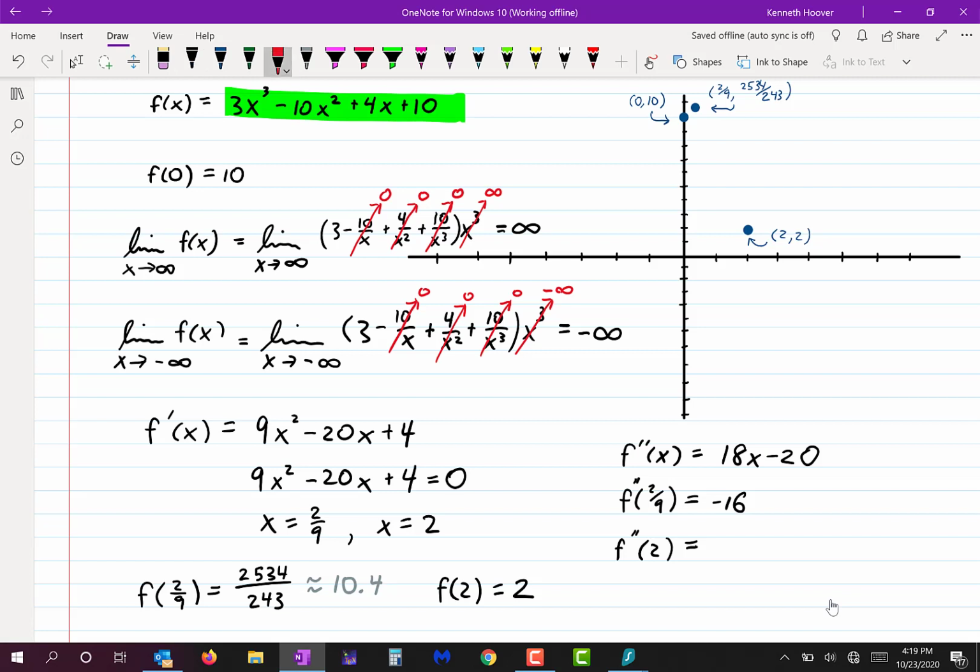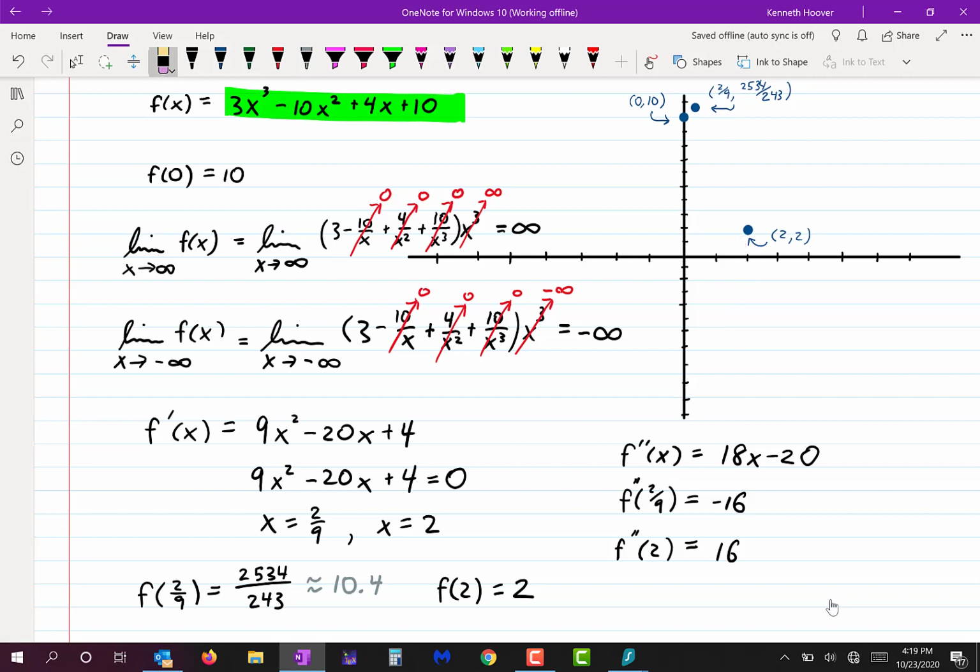What's that tell us about this point? The graph is concave down, and so that is a local what? It's a local max, but we'll get to that in a minute. Okay, plug in 2 and we get positive 16. That's positive, which tells us the graph is concave up right here, so that's a local minimum. But again, we'll get to that in a minute.